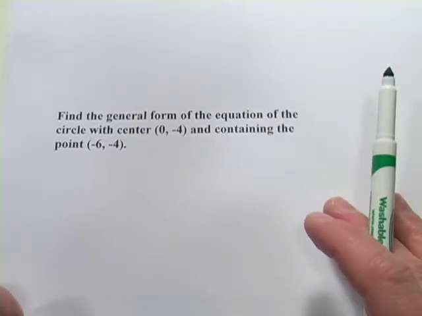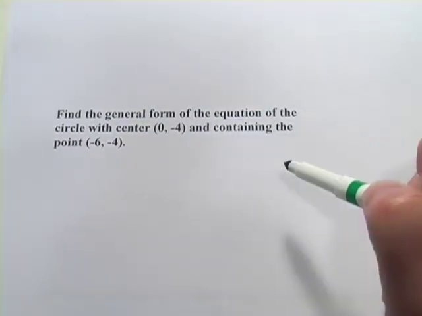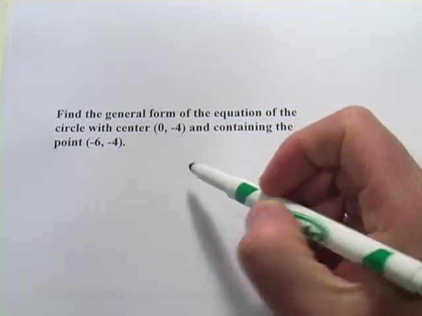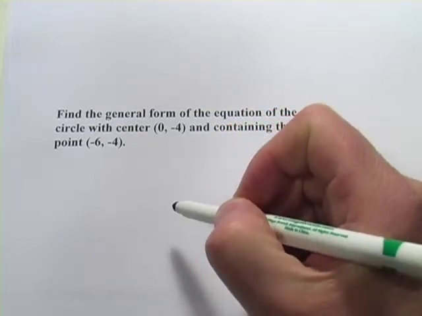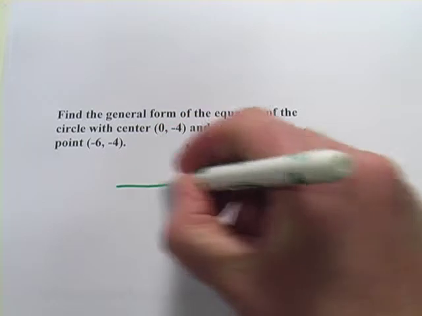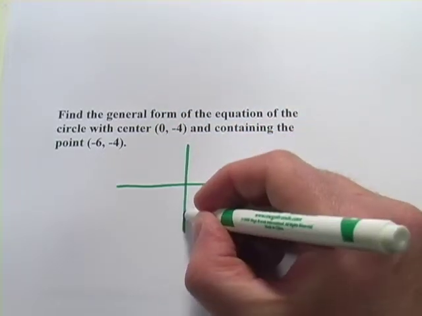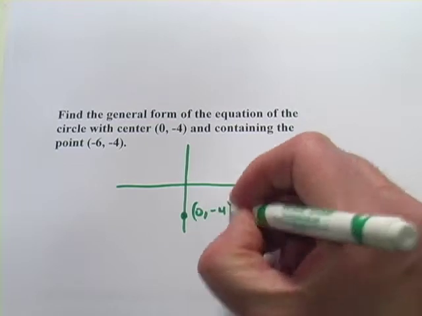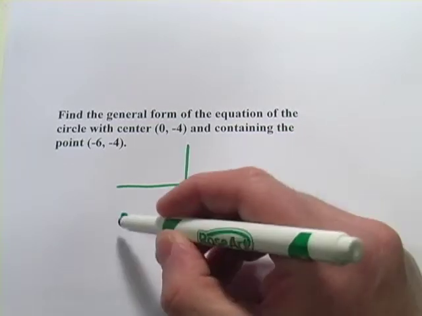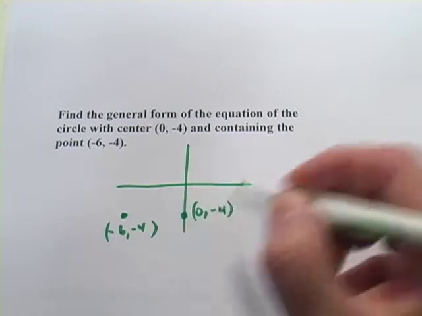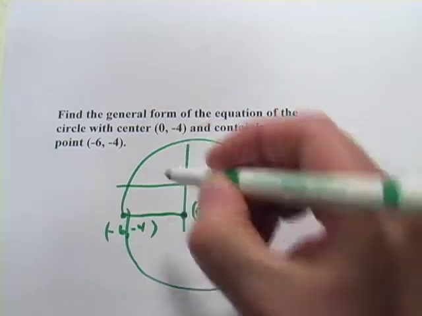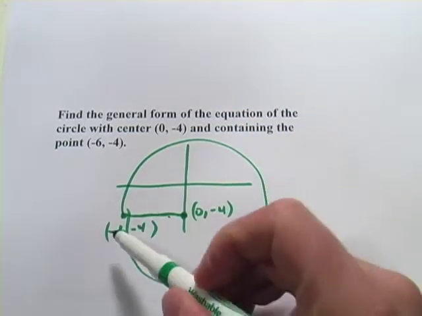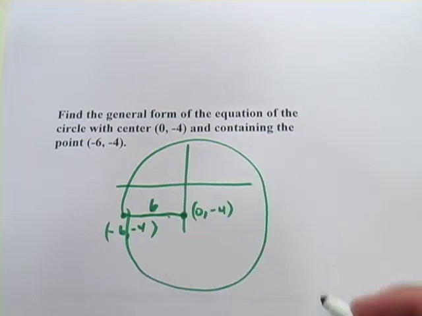Let's look at this next one. It says, find the general form of the equation of the circle with center 0, negative 4, and containing the point negative 6, negative 4. So we have a center, but we don't have a radius here. But if we think about this for a minute and maybe do a little plotting, our center is here at 0, negative 4, and the point negative 6, negative 4 is on this circle. Well, that's a straight line out there, and if that's on the outside of the circle, then that line is a radius. And the distance there is from 0 to negative 6. That's a distance of 6. So our radius equals 6.